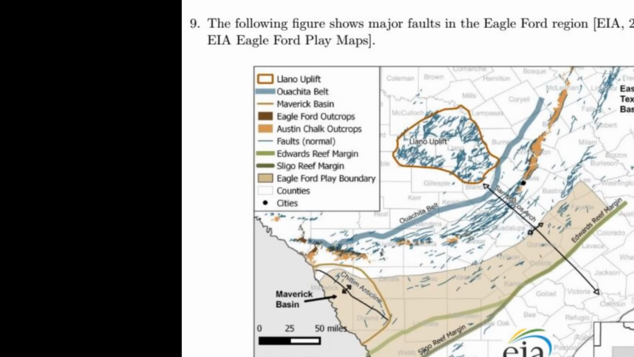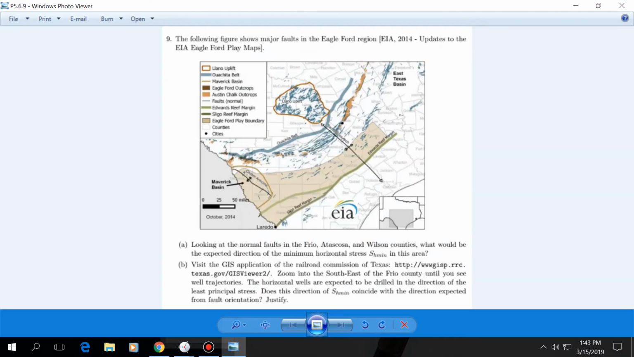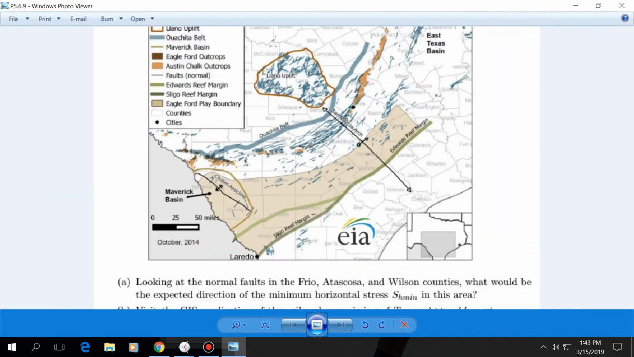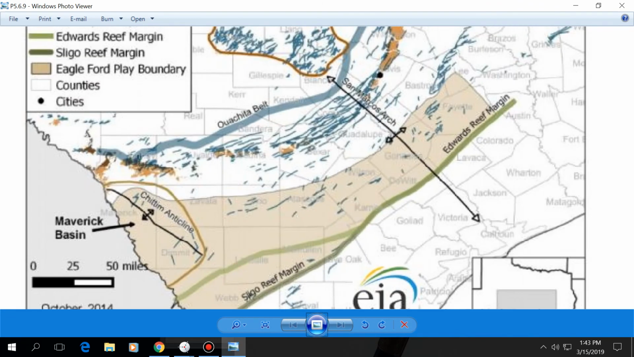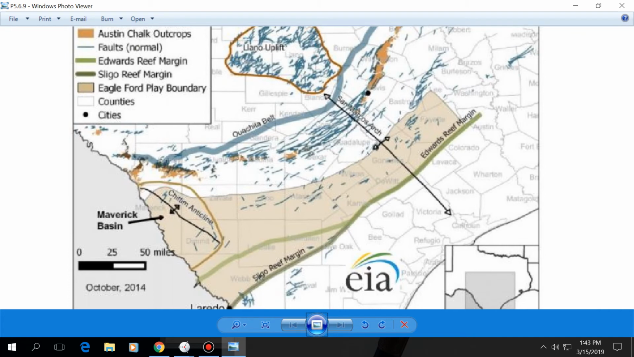In problem number 9, you need to understand this geological map. Basically here, where is this, guys? Eagle Ford, right? This is Eagle Ford. San Antonio is right here, Austin somewhere over there, and this is the Eagle Ford play.